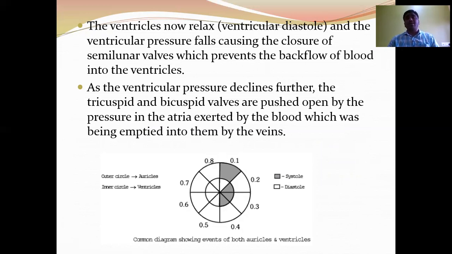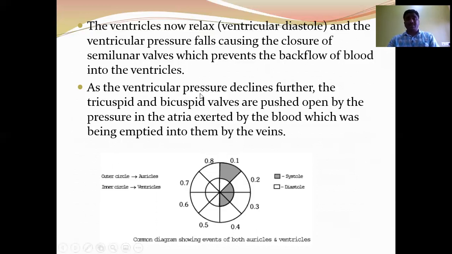So during ventricular diastole, when pressure decreases in the ventricle, the semilunar valves close. As a result, the second heart sound, dub, is produced. So dub is produced due to closure of the semilunar valves during ventricular diastole.